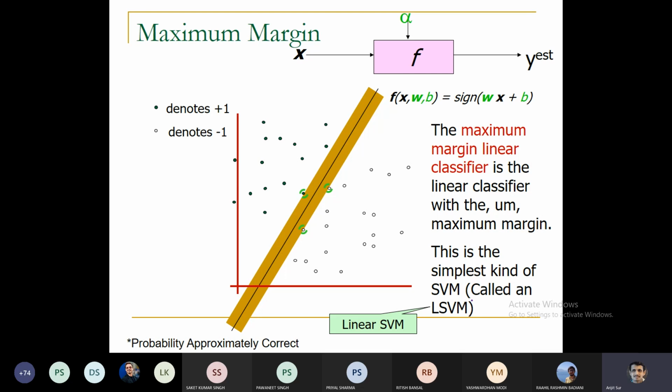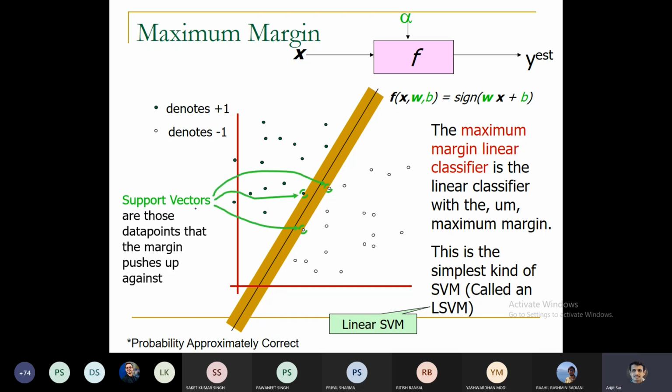So the data samples that help find this are called support vectors, the data points that the margin pushes up against. These data points help you find this. So what is our actual goal here? We have to find the maximum margin. How to get this margin? How to make this margin maximum?